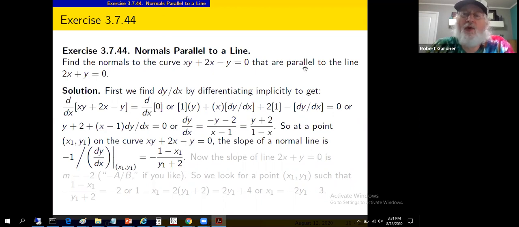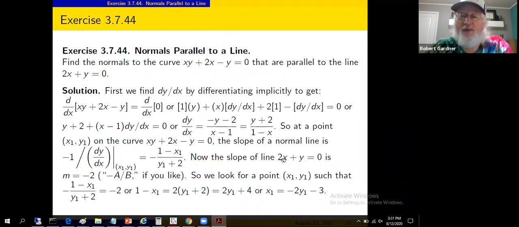They want normal lines to be parallel to this line. Parallel lines have the same slope. What's the slope of this line? Well, the slope of 2x plus y equals 0 is negative 2. Write it as y equals negative 2x if you like. Then we've got a y equals mx plus b situation. If you like your capital A x plus capital B y equals C style of a line, which this is, the slope's negative A over B. No matter how you slice it, you get a slope of negative 2.